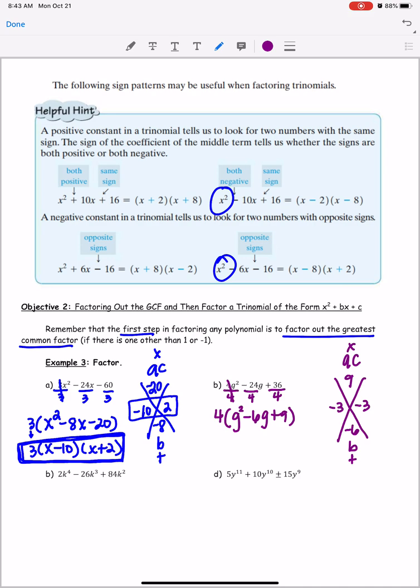Negative 3 times negative 3 is 9. Negative 3 plus negative 3 is a negative 6. So that means we've got 4 times g minus 3, g minus 3. Because it's the same, we're going to condense it to make this 4 times g minus 3 squared.